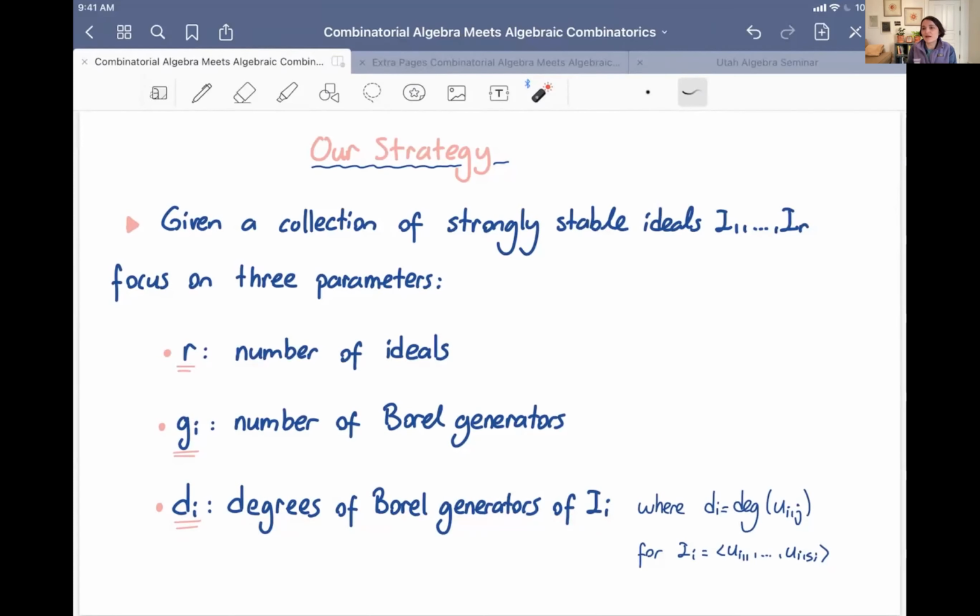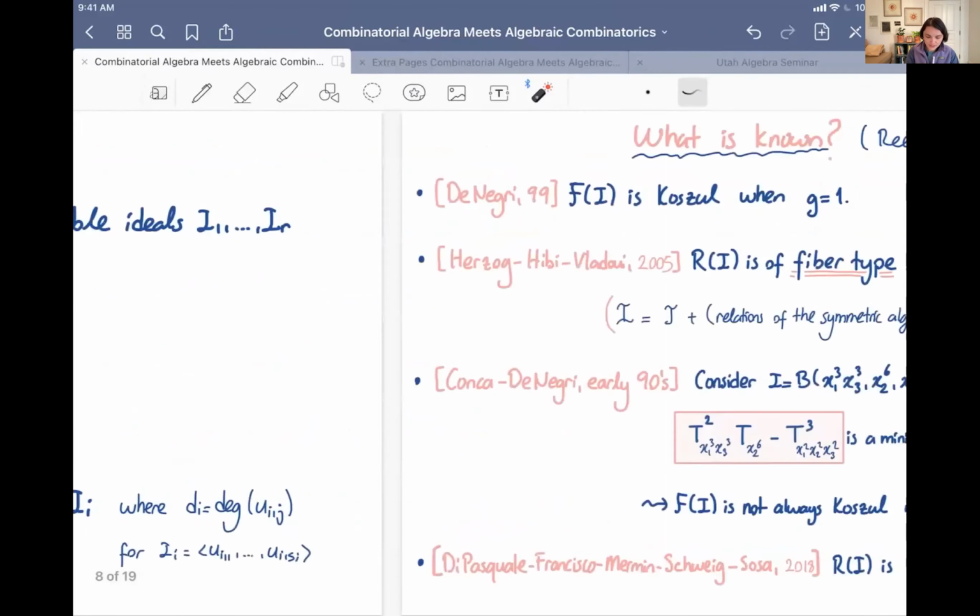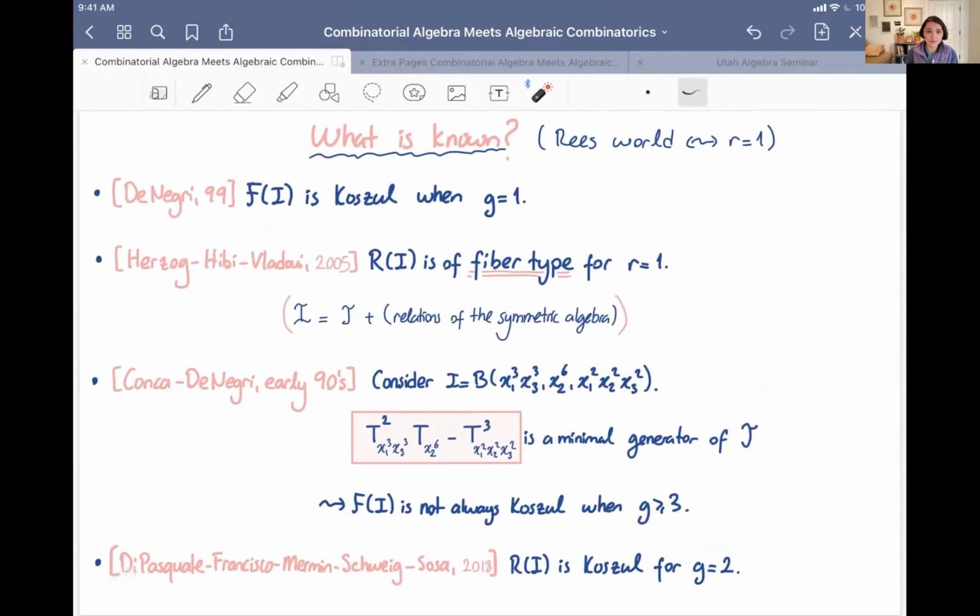That's what people have been doing when they studied Rees algebras. So we saw what was going on and used this as our road guide to start working with these objects. So what is known? We're in the Rees world first. In the Rees world, that first parameter is equal to 1 because you have only one ideal. One of the early results in that direction is due to De Negri.